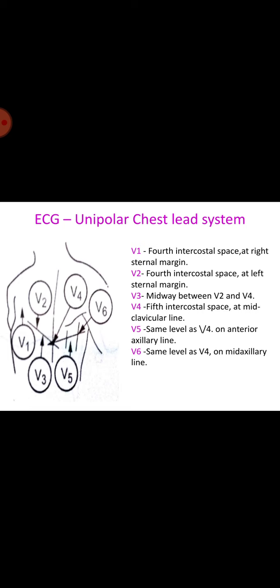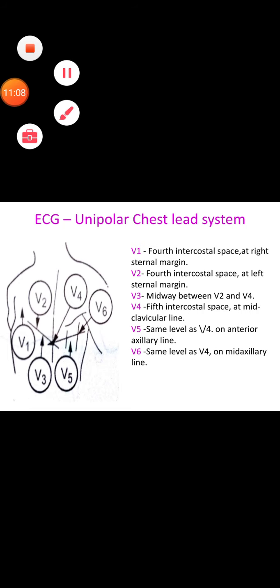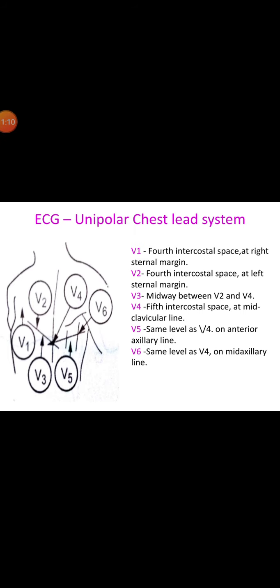V1 is the fourth intercostal space at the right sternal margin, and V2 is the fourth intercostal space at the left sternal margin, and V3 is midway between V2 and V4. V4 is the fifth intercostal space at the mid clavicular line. V5 is the same level as V4 on the anterior axillary line, and V6 is the same level as V4 on the mid axillary line.